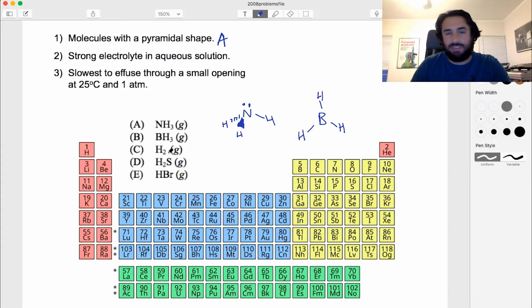Then H2 doesn't make sense. That doesn't have a central atom. HBr does not have a central atom. Those are diatomic molecules, so we would not assign geometries to those.